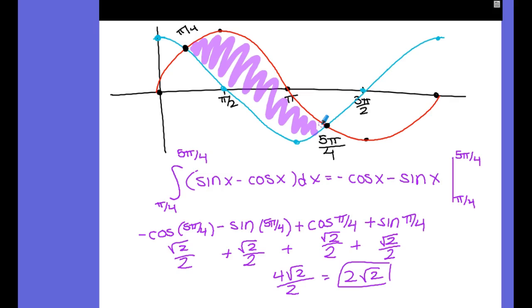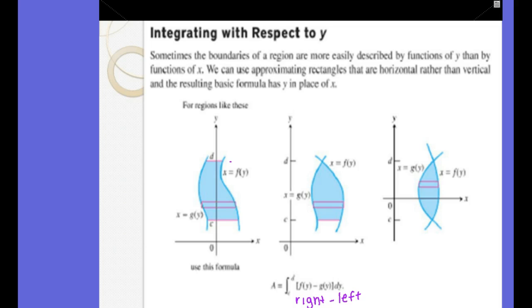So here's the thing. We can't always integrate with top minus bottom. It's not always going to work. There's going to be times where you have to go left to right. So we're going to have to integrate from the left to the right, or right to left, and then we have to integrate with respect to y. So we're integrating up and down instead of side to side.